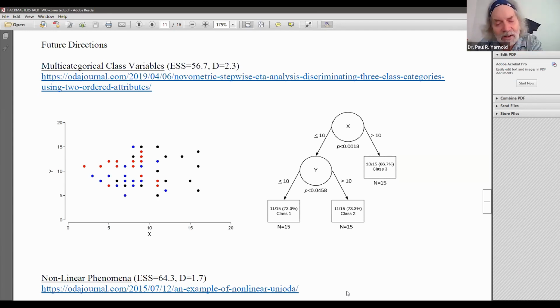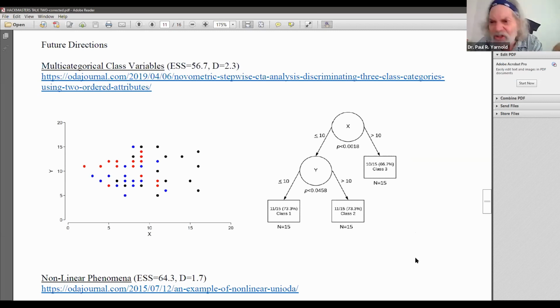You can't build off of that. Then if it's less than or equal to 10, you use the variable Y. If it's greater than 10, say it's class 2, those are the red dots, and it gets 73% of them correct. On the other hand, if it's less than 10, say it's the other class, the blue class, and it gets 73% of them correct too. So the ESS of that is 56.7. It's a relatively strong model. You can't do this with any other analysis known to mankind.